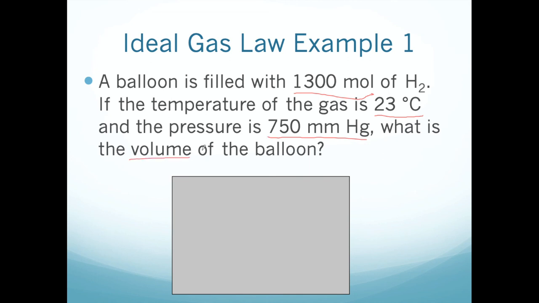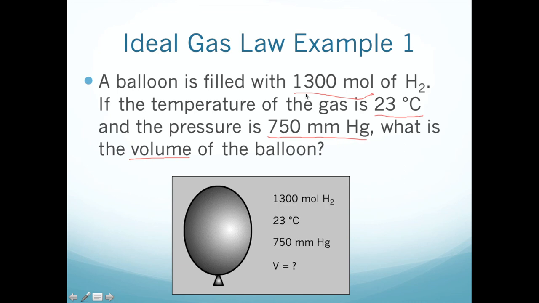So notice that I've underlined a number of moles, a temperature, a pressure, and I'm being asked for volume. Now, I only have one of each of these variables. I'm not changing pressure, changing temperature, changing volume. So this should initially let me know I'm probably going to use the ideal gas law, just from the fact that I've got the four variables that are in the ideal gas law, PV is equal to nRT. Okay, so if you want to visualize this, there's our balloon, and here's the information that the question's given us, and we're being asked for the volume.